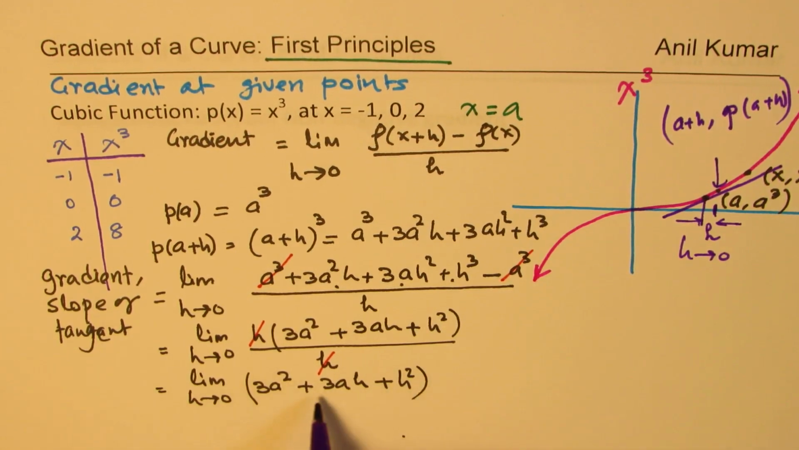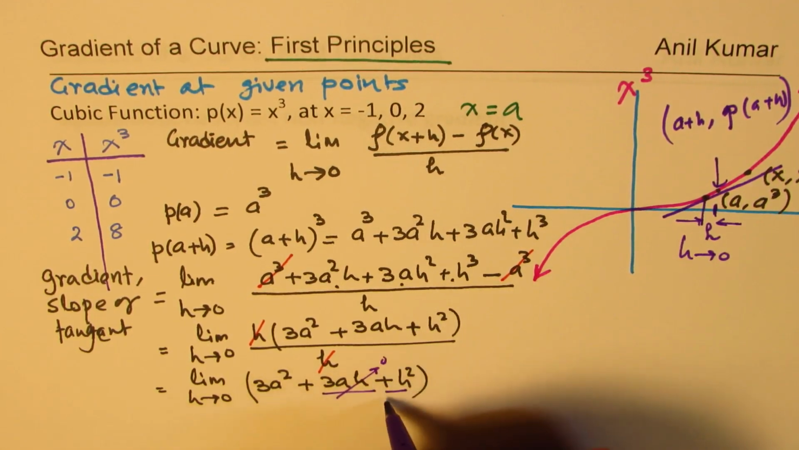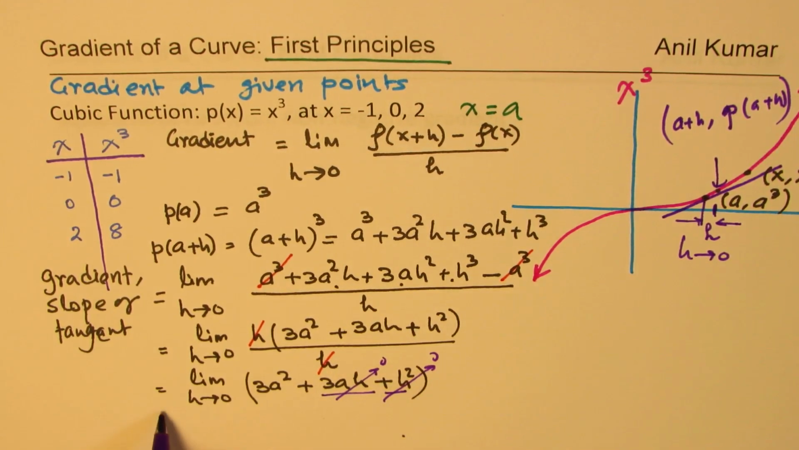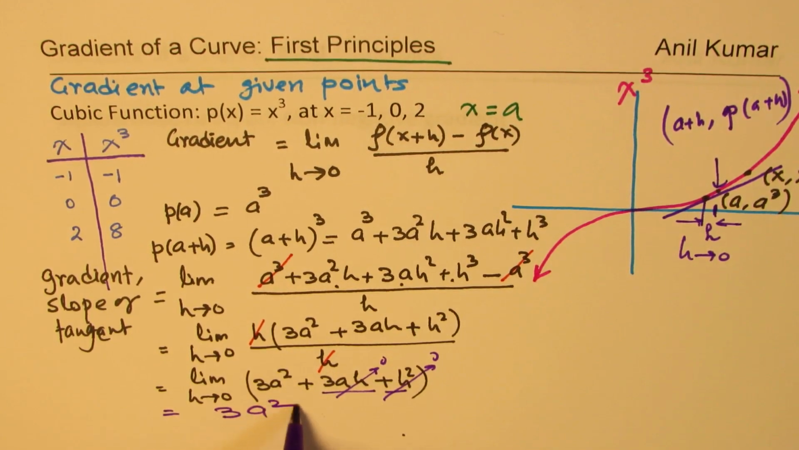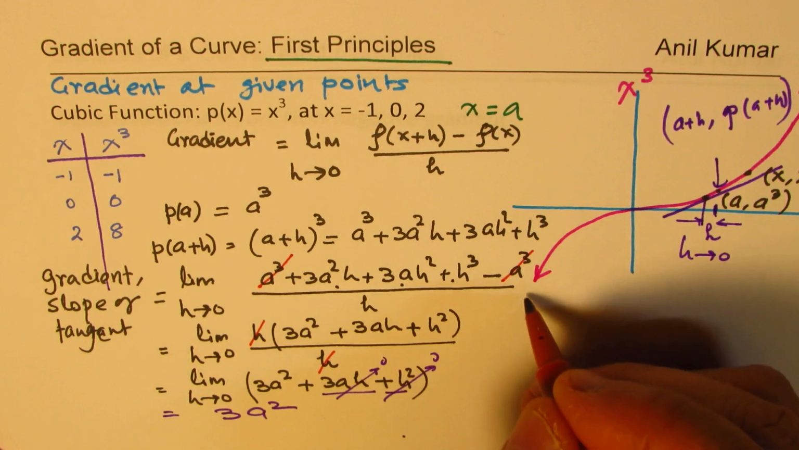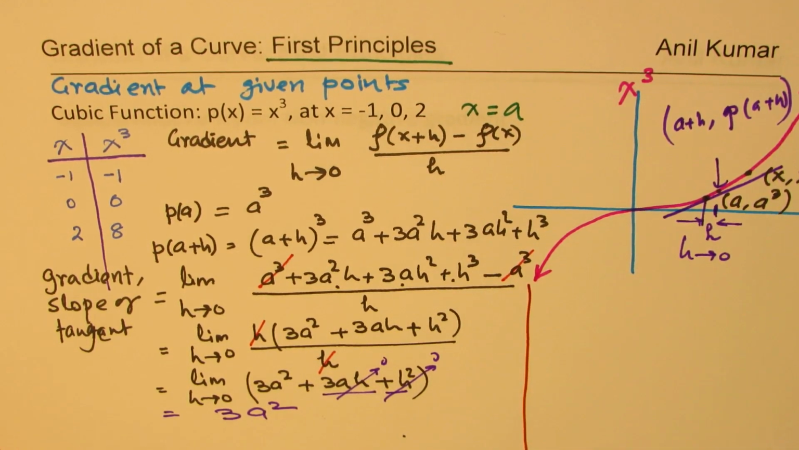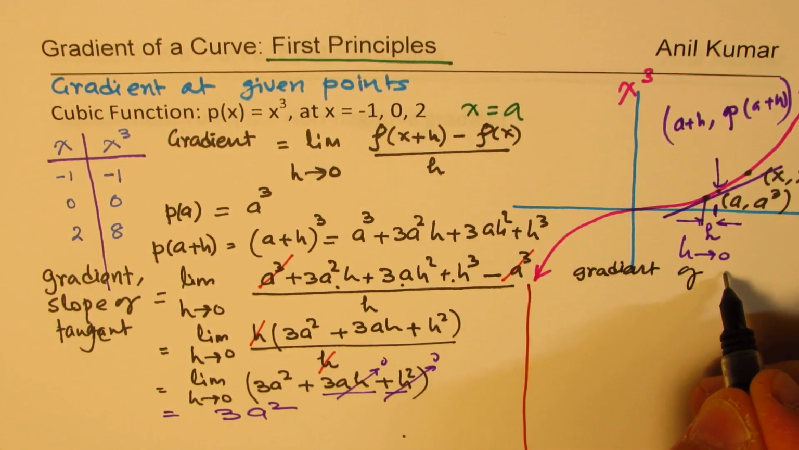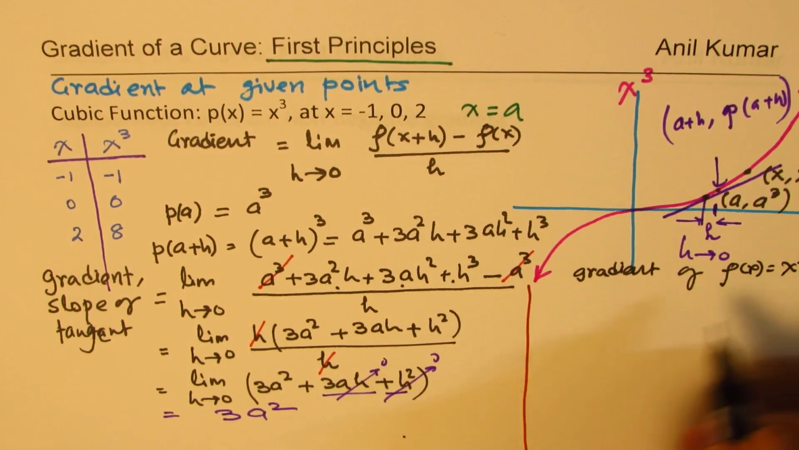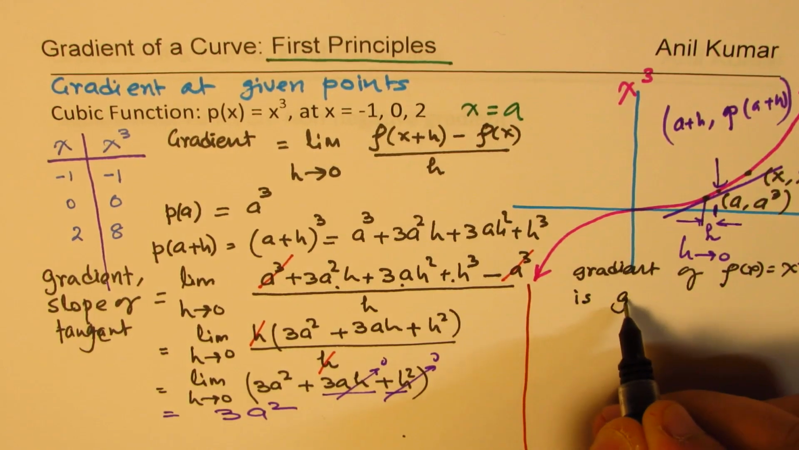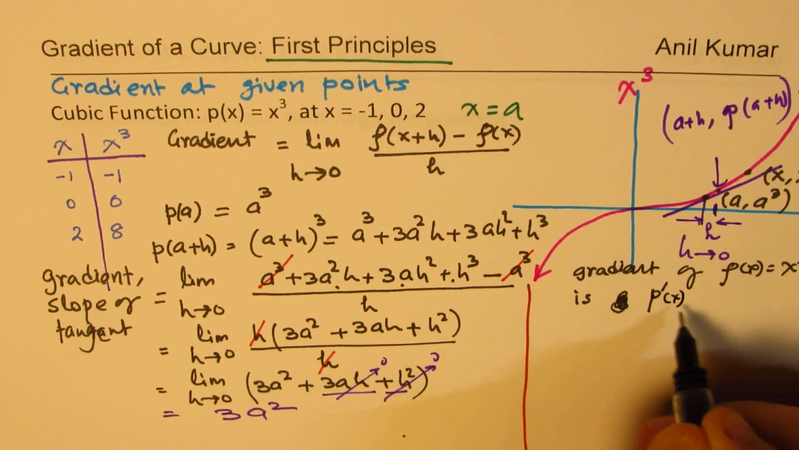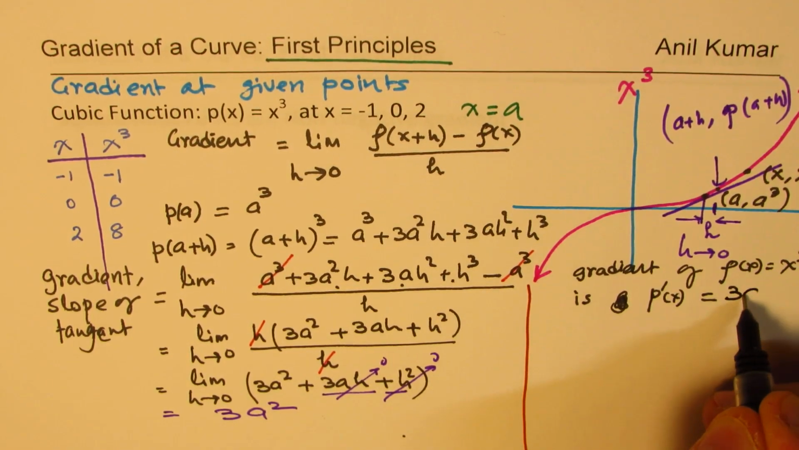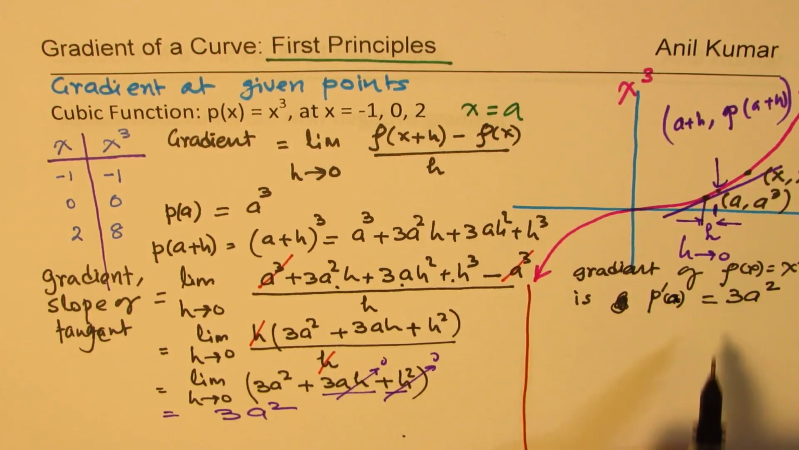Now when h approaches 0, both these terms approach 0. So what do we get? We basically get this as 3a square, correct? So we have a general formula here. Let me rewrite. So now we can say that the gradient of p of x equals x cubed is, we are writing this as p dash x is equal to 3a square, of a, right?